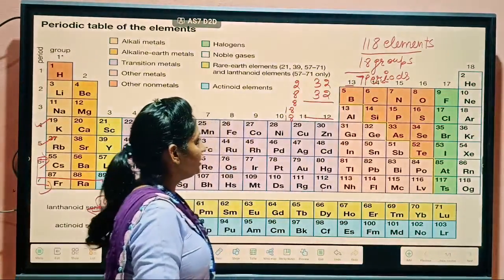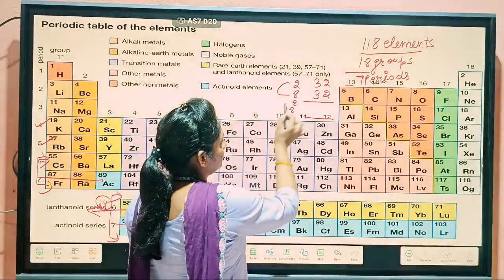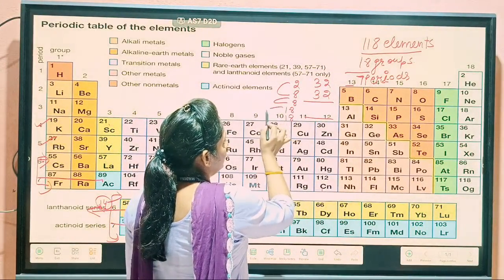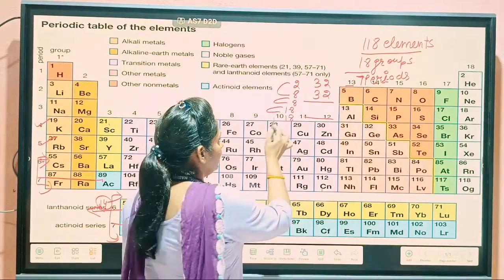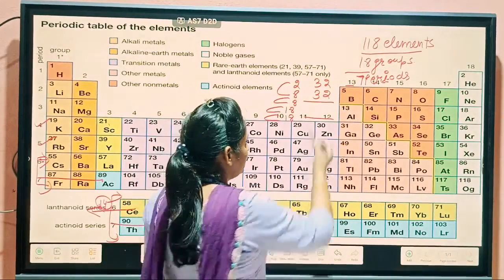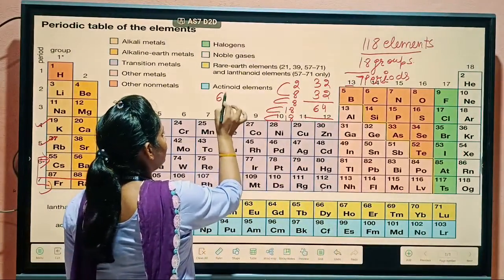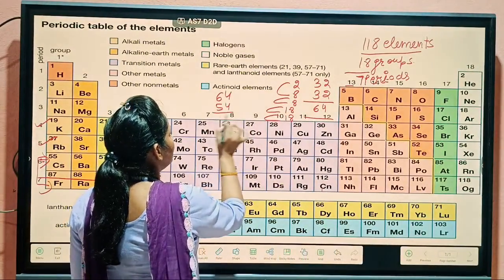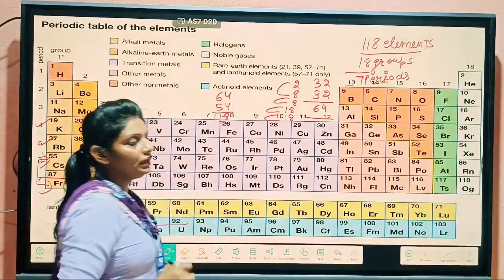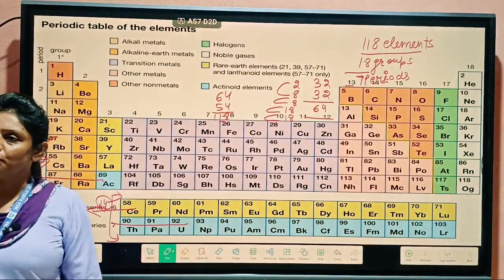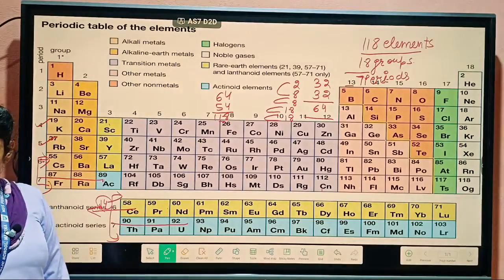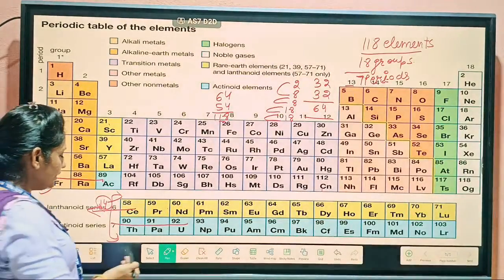Okay. So students, there are a total of 2 plus 8, 10. 10 plus 8, 18. 18, 36. And 18, 54. And these 64. So 64 plus 54. There are a total of 118 elements in the modern periodic table. Clear or not? Yes.